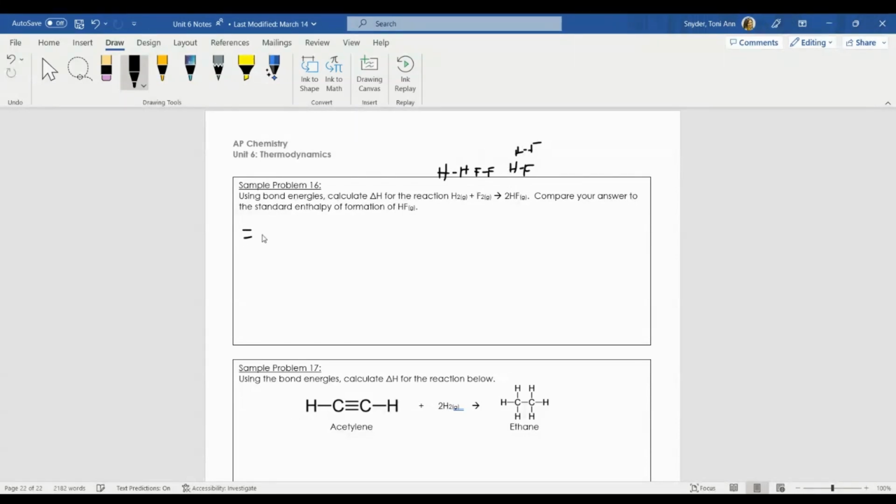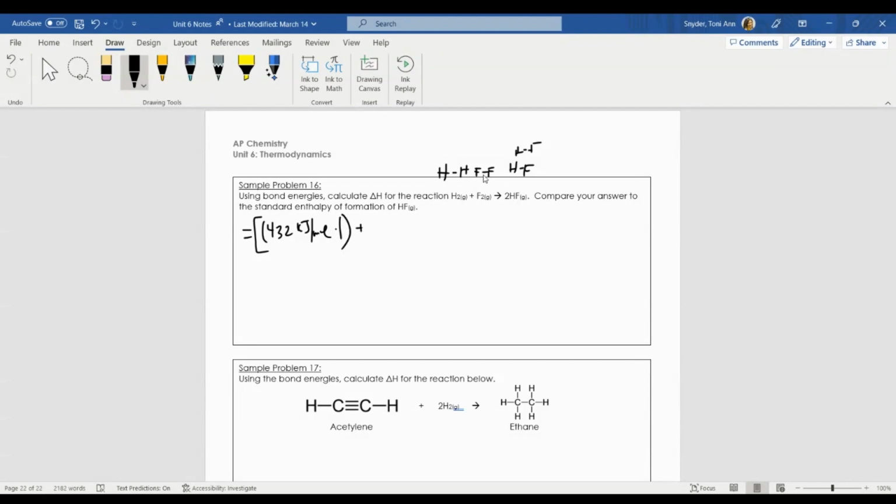So let's set up something like this. Let's do bonds broken minus bonds formed. My bonds that are broken: I have an HH bond. These bonds are 432 kilojoules per mole, and there's one of them.